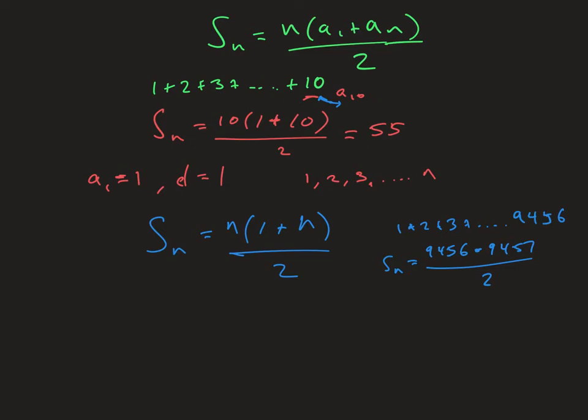So your calculator can do that in like 1 second instead of having to manually add 1 plus 2 plus 3 plus dot dot dot, 9,456. So it's a super, super helpful formula, as you can see. And this sort of special case for when we have that arithmetic sequence 1, 2, 3, n is also super helpful. So you should try and remember both of these.